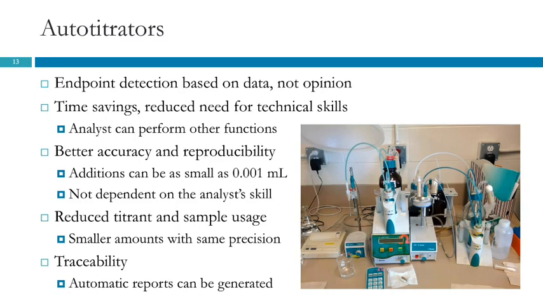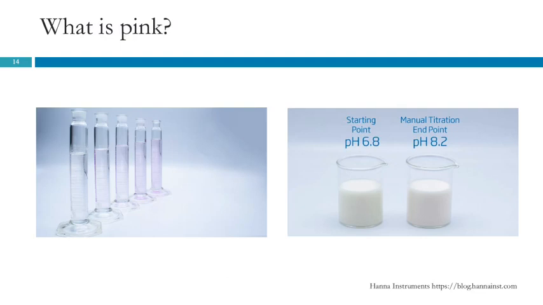So advantages of auto titrators, the endpoint detection is based on data and not on opinion. So let's look at this picture. I'll just turn the lights up for a minute, don't be scared. So over here on the right, and I got these from Hanna Instruments website. Two samples, well, the same sample of milk. Here's its starting point at pH 6.8, and here is the end point of the titration at 8.2. Can you tell the difference?